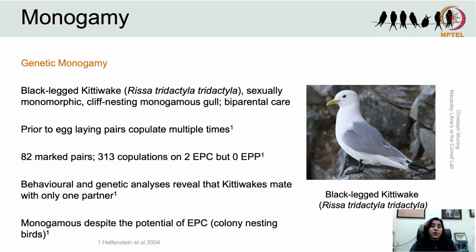Last but not the least, paternity analysis in the species revealed that of the 119 offspring recorded in the study, not even one provided evidence for extra-pair paternity. Thus, both behavioral and genetic analysis reveal that kittiwakes mate with only one partner and are a genetically monogamous species despite the potential for extra-pair copulations, given that they are colony-nesting birds, which have good potential access to mates outside of the pair bond, because there are nesting females and males in close proximity. It has been proposed that the high level of parental care requirements in combination with paternity assurance by multiple copulation may have driven the system into one of the best known examples of genetic monogamy.